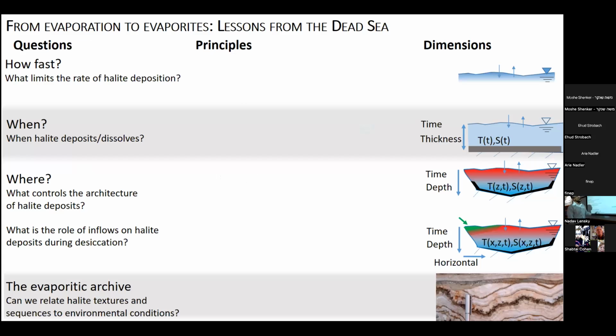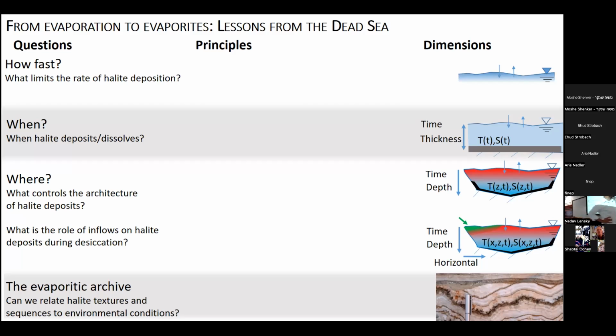And I have here a few questions that will be the outline of this talk. How fast are these rocks formed? These are the fastest sedimentary rocks in the geological record that we know. The fastest sedimentation is by salt deposition. So what limits the rate of halite deposition? This will be the first question.